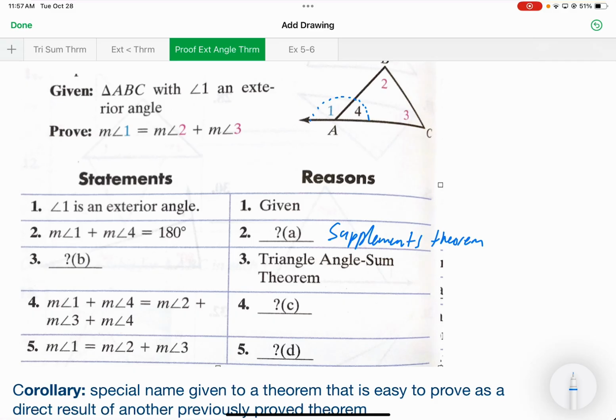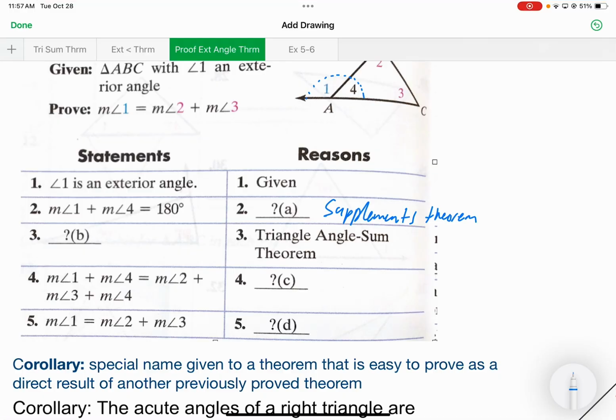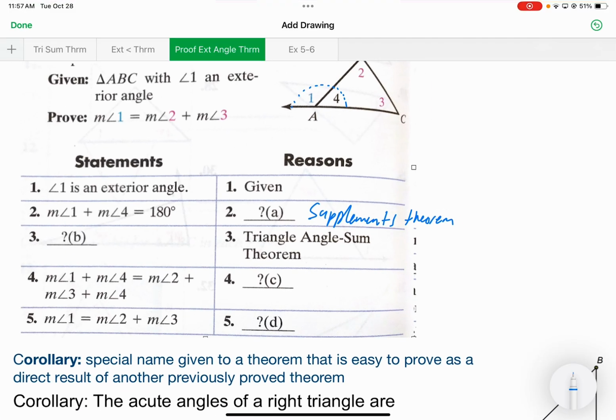So they form a linear pair, like Alina said. So they would add up to 180 by the supplements theorem. Okay. All right, the next reason is the triangle angle sum theorem.